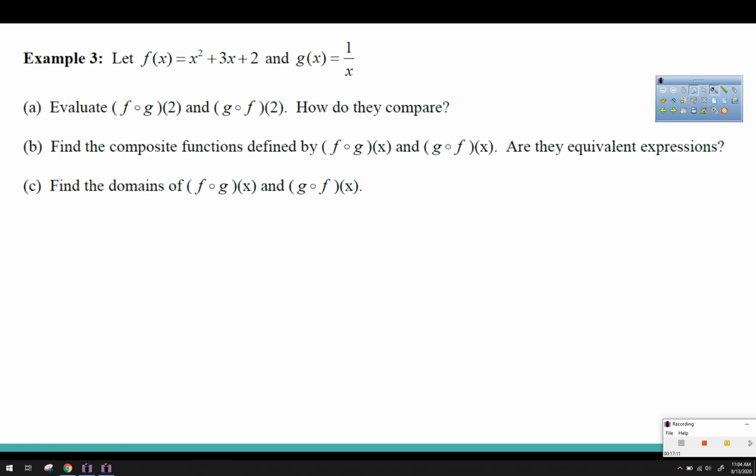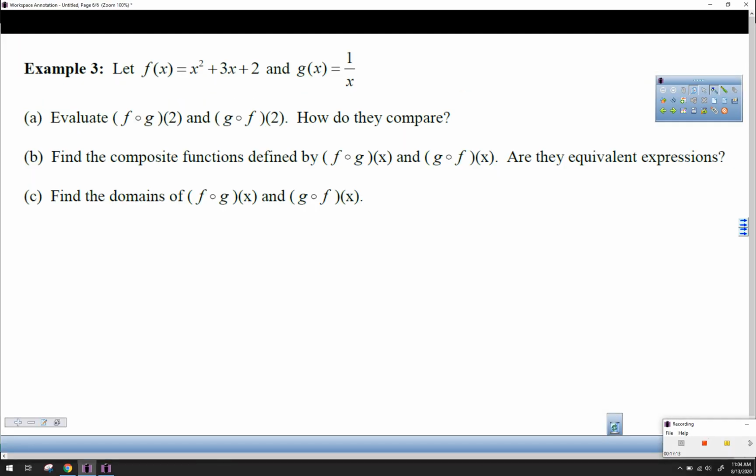So, for example 3, it says, let f of x equal x squared plus 3x plus 2, which, again, is a quadratic function because of it being x squared. And let g of x equal 1 over x. That's a rational function because it's a fraction. It says, for part A, evaluate f of g of 2 and g of f of 2.